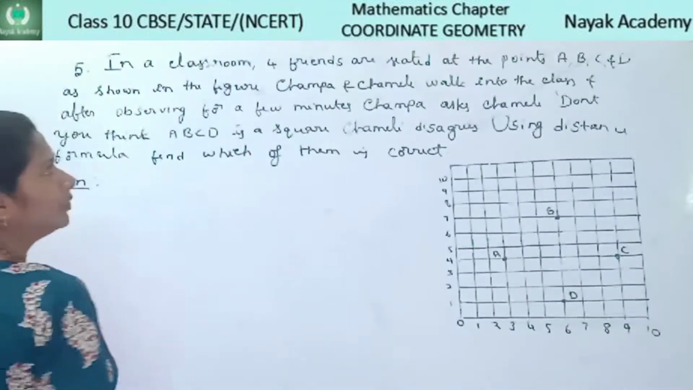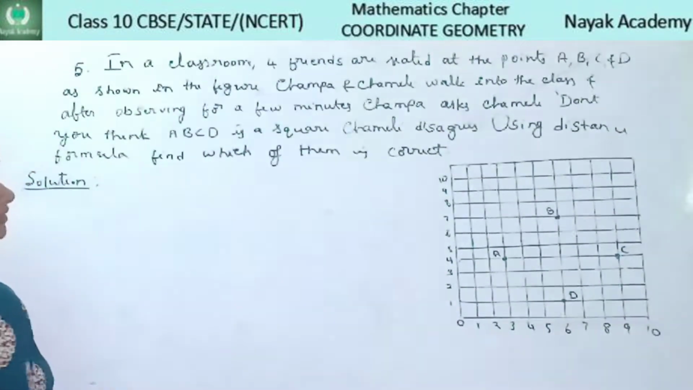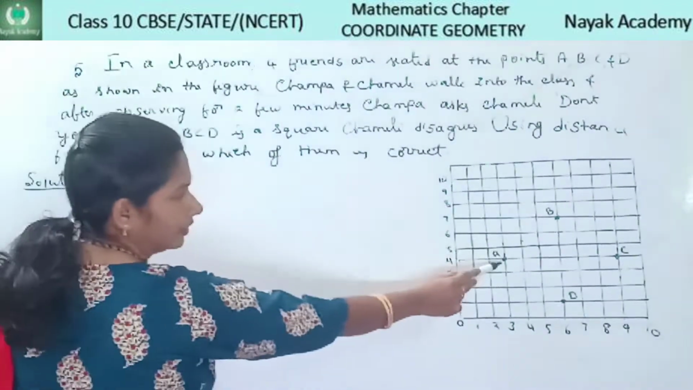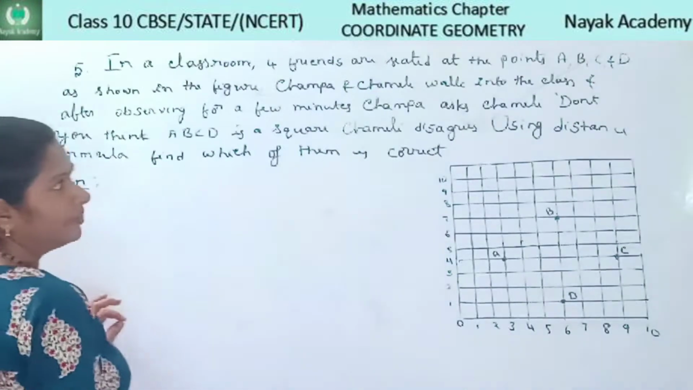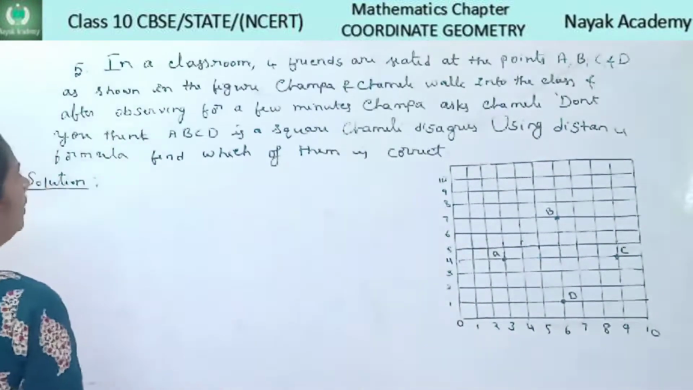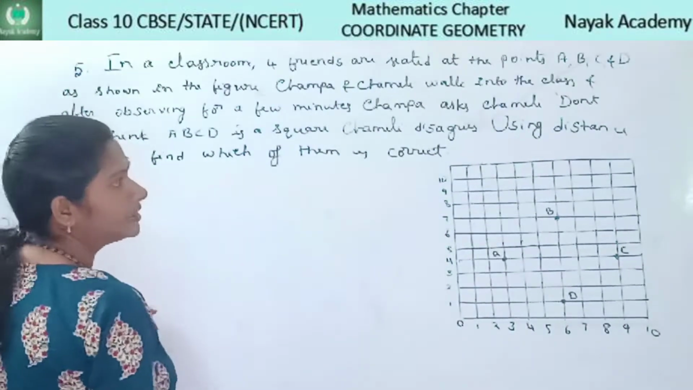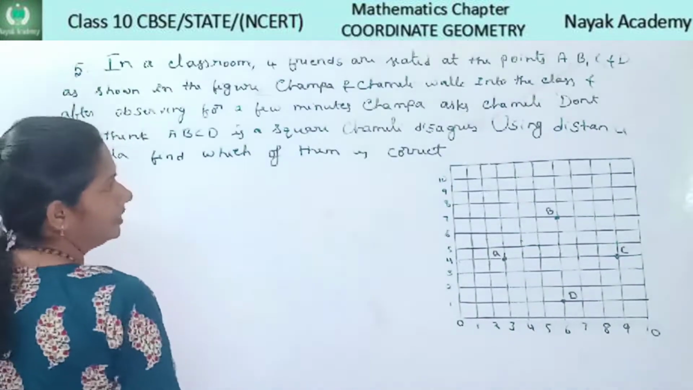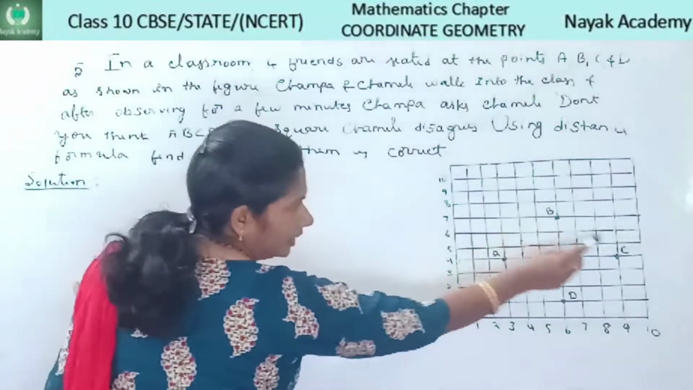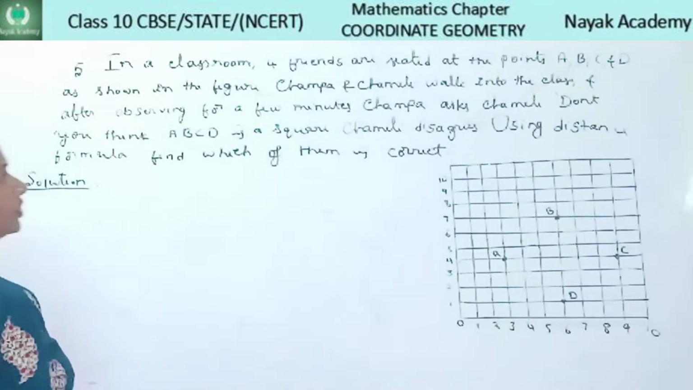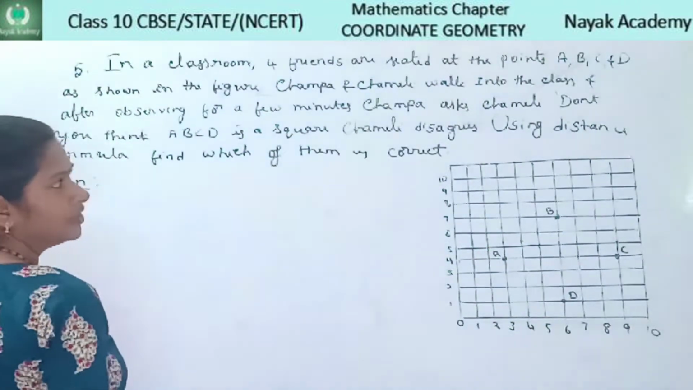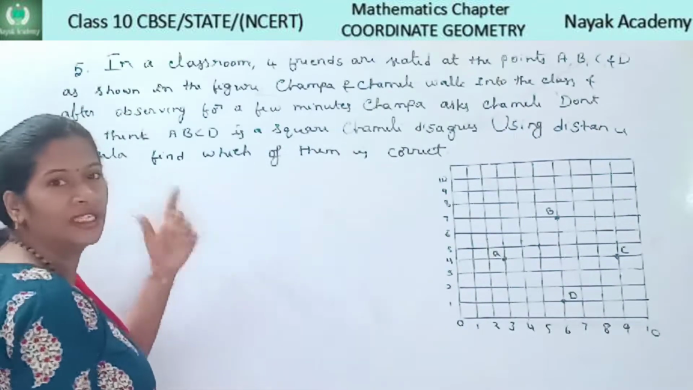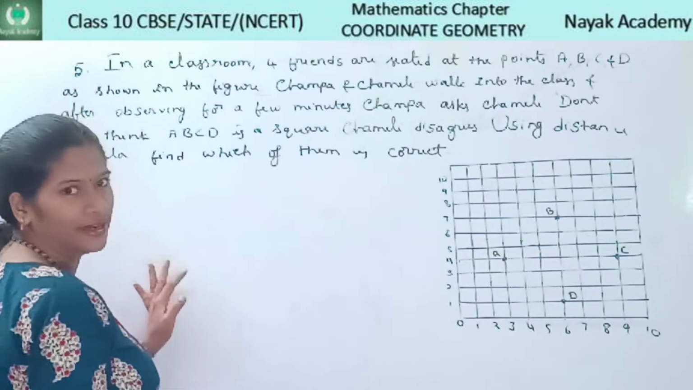In a classroom, four friends are seated at the points A, B, C, D as shown in the figure. Champa and Chameli walk into the class and after observing for a few minutes, Champa asked Chameli, "Don't you think ABCD is a square?" Chameli disagrees. Using the distance formula, find which of them is correct, whether Champa is correct or Chameli is correct.